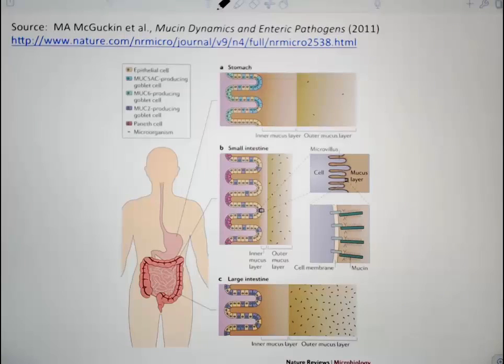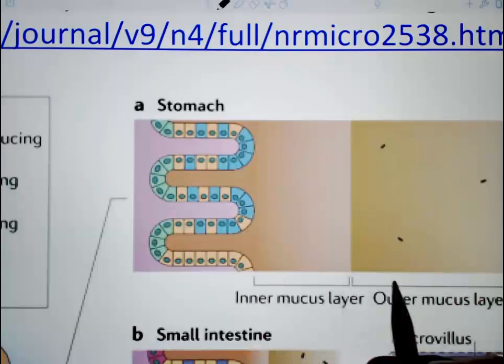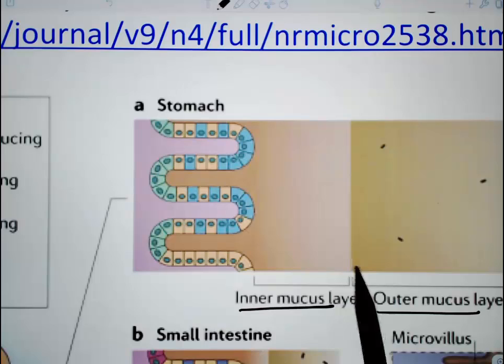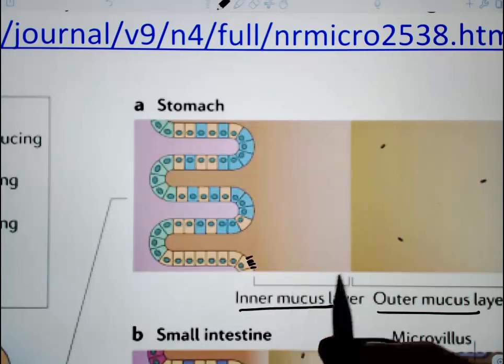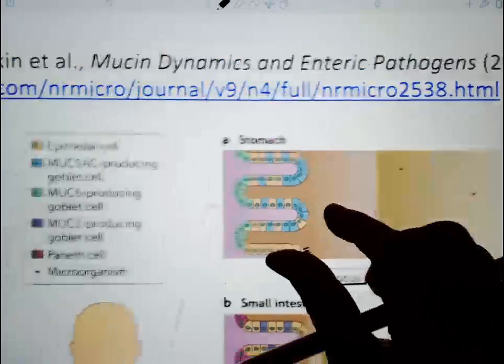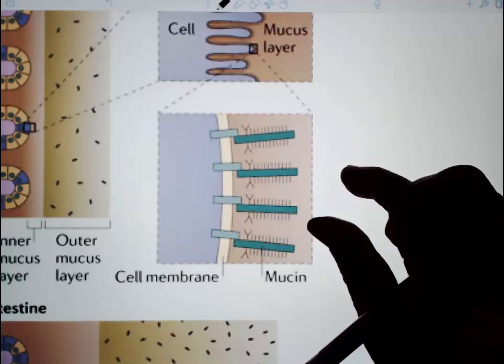I want to examine mucus production in a little bit more detail. In the stomach, there are two mucus layers. The outer mucus layer is constantly being shed and is more likely to have bacteria. The inner mucus layer includes, at the base, mucuses that are tethered to the cells and more structured mucus up above it. There are multiple mucus-secreting cells here, Mucin 5AC.